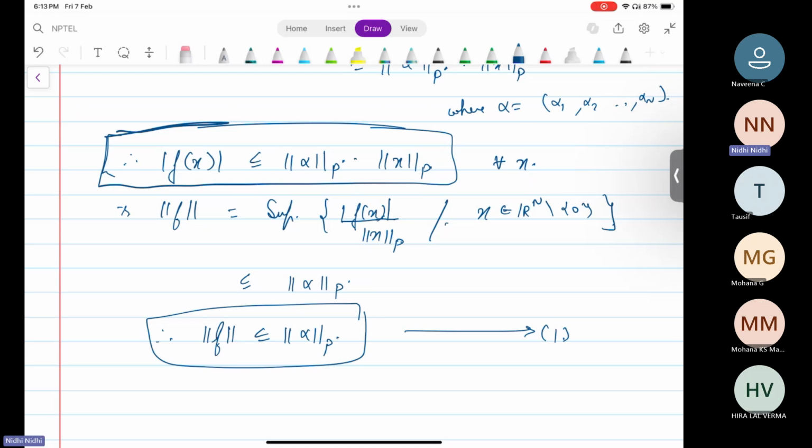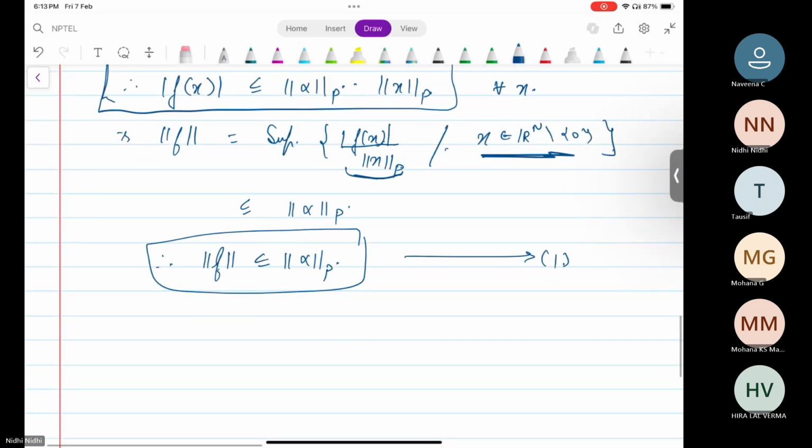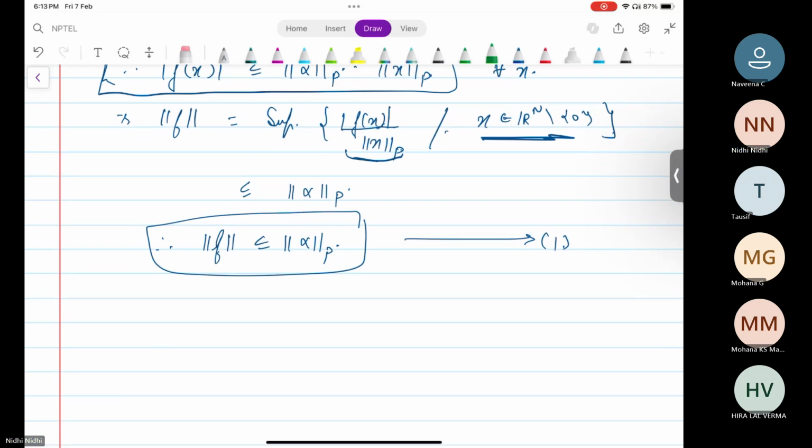Next, if we are able to find some element in this set such that this norm is equal to norm f, in that case we will get the equality. So let's see. Now taking b_i equal to signum alpha_i times modulus alpha_i to the power p star minus 1.